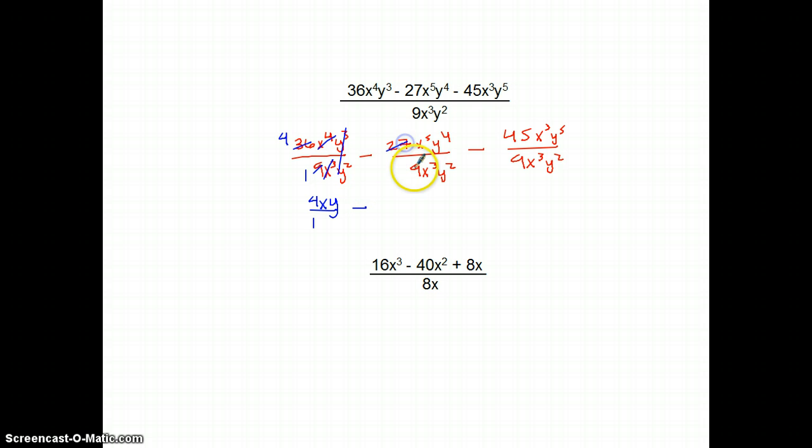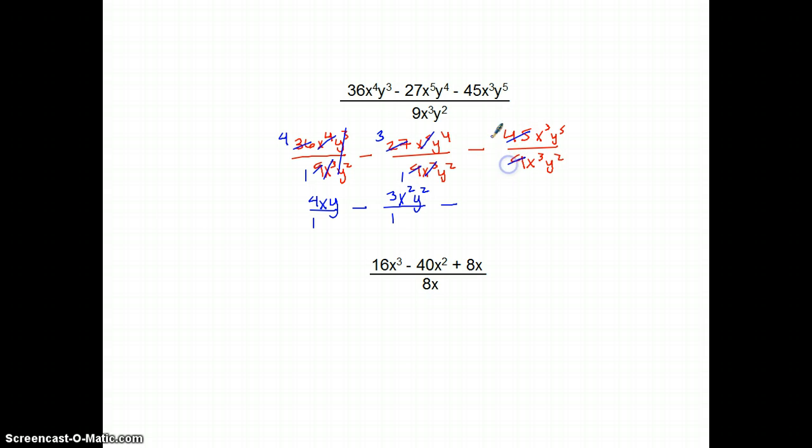Minus, I reduce my 27 and 9 to 3 and 1, so I have a 3 on the top, 1 on the bottom. I have 5 x's on top, 3 on the bottom, so that leaves me with x to the second in the numerator. For my y's, I have y to the fourth on top, y to the second on bottom, so that leaves me with y to the second on the top.